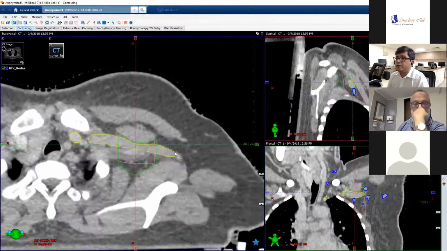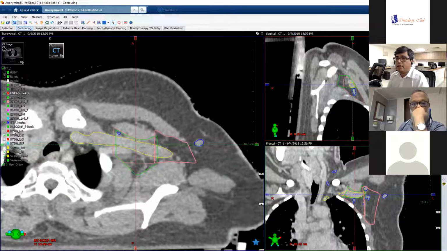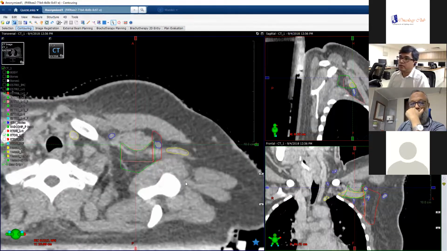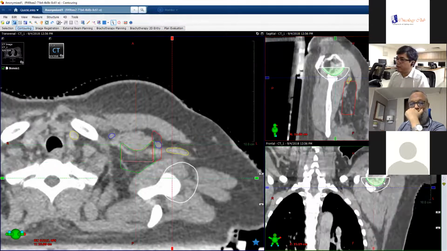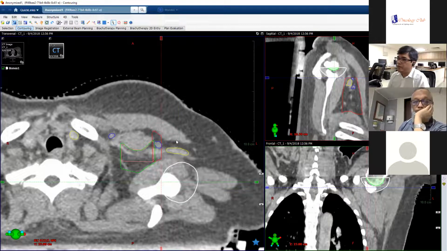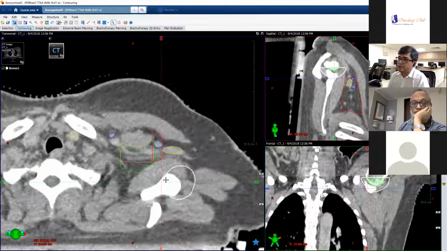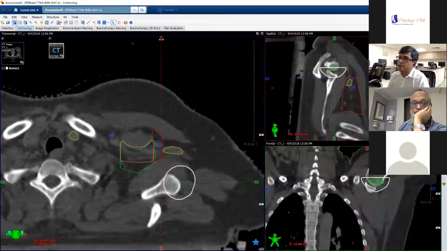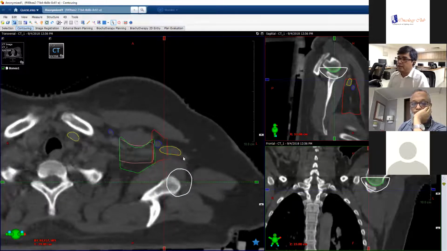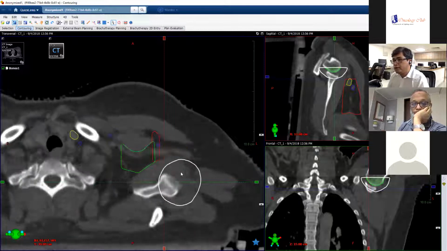The other difference is that when we look at the ISTRO level 1 and the RTOG level 1, turn that off, please. So when we look at the ISTRO level 1, if you contour the humeral head in green here, I give this a 1 centimeter margin. They don't want you to go more lateral than this on each slice as you go down. That's because they want to prevent shoulder morbidity.